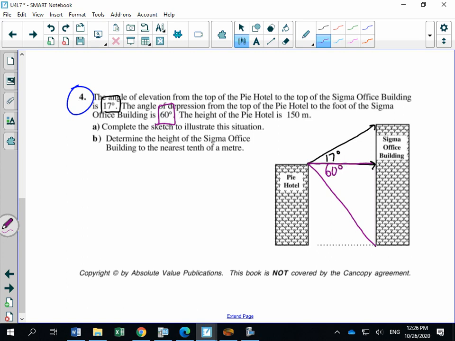As soon as you put that one in, say to yourself, depression is equal to elevation, or elevation is equal to depression. So find your Z, your backwards Z, and do your other 60 degrees. So this would be the Z, and this guy would be 60. Because remember, at the bottom of the building, a little mouse could look straight ahead, or he could look up. So that would be the angle of elevation. Okay? Oh, look what they give us here. The height of the Pi Hotel is 150. So they gave me this. So that's new.